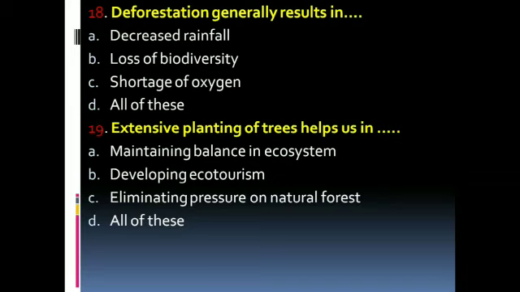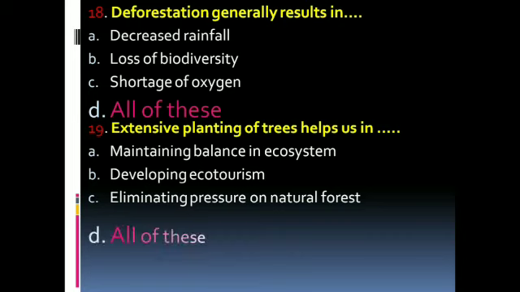Next question, deforestation generally results in: the options are decreased rainfall, loss of biodiversity, shortage of oxygen. Of course, all of these will be the right answer. Next, extensive planting of trees helps us in maintaining balance in the ecosystem, developing ecotourism, eliminating pressure on natural forest. Of course, all these three are correct, so all of these.